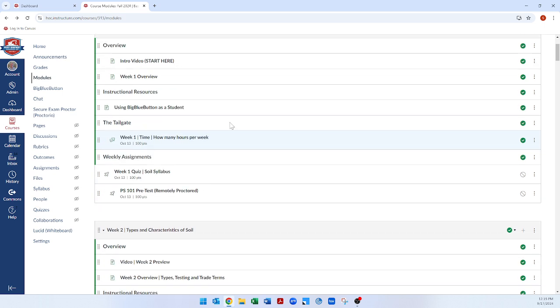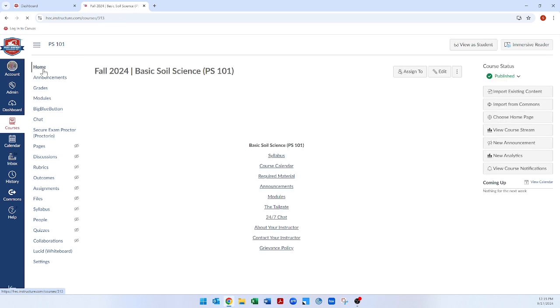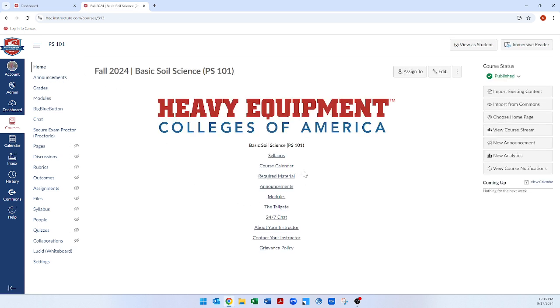So that gets you back here, and this gets you back to the home page once you get to the modules. So the course calendar, don't use it. I don't use it. Required material will be in the syllabus. We're about to go there. You will have no reason to make an announcement. I'll be doing all of that, and the rest we've gone to. So now we're going to talk about the syllabus.